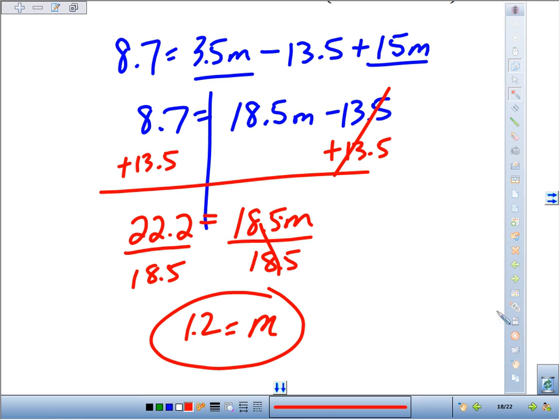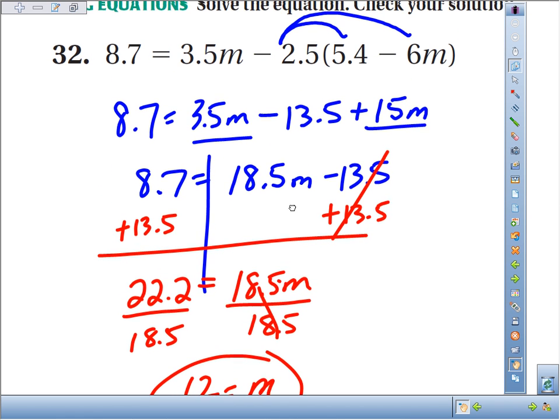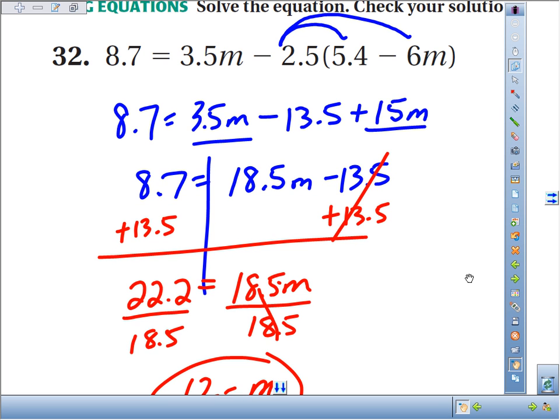Now, if that seems a little odd, like, hey, we usually don't get decimals for an answer, you can always check your answer. I think it's 1.2. And if we plug it in, and we take 3.5 times 1.2 minus 2.5 times the quantity 5.4 minus 6 times 1.2, I get 8.7, which is exactly what we were supposed to get right here. So you can always check your answer.